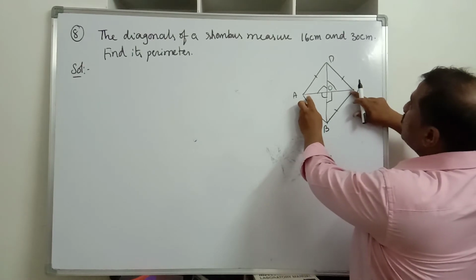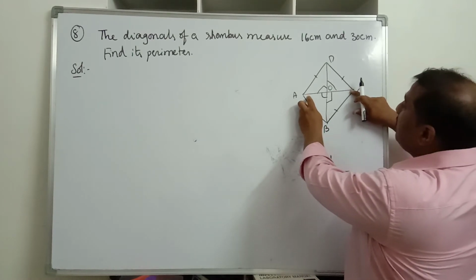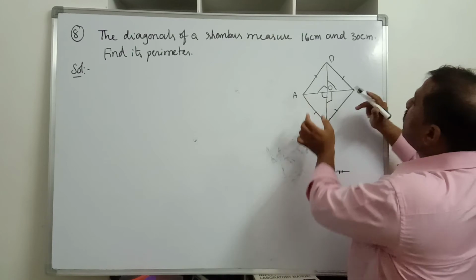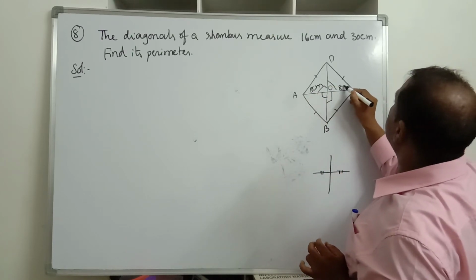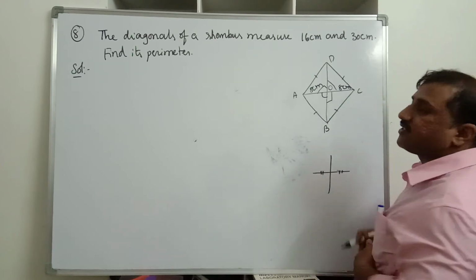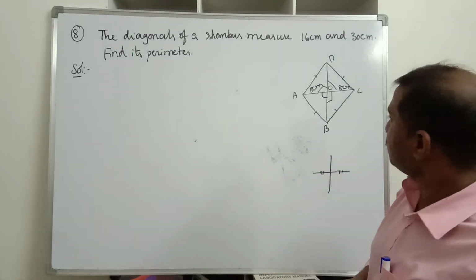But AC is equal to how much in total? It is 16 centimeters. Therefore, OA is equal to how much? 8 centimeters. And OC is also equal to 8 centimeters. Half of 16. 8 plus 8 is 16.